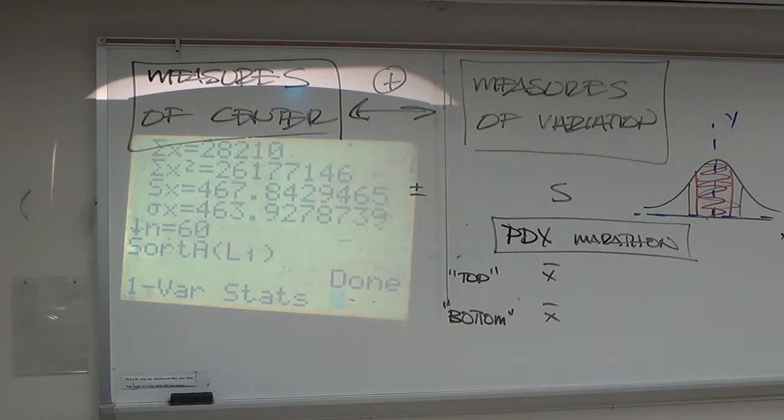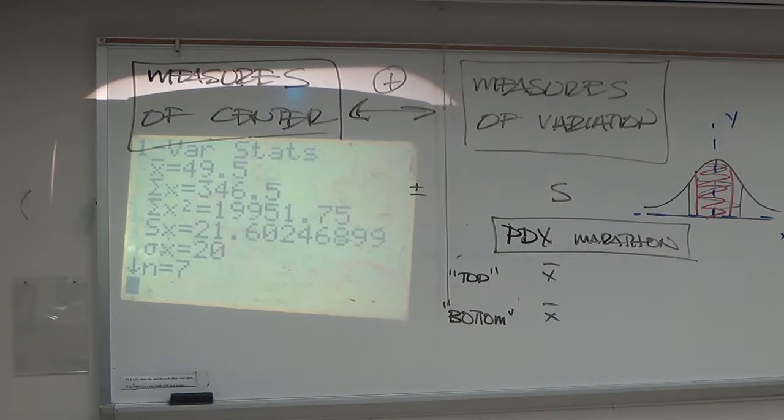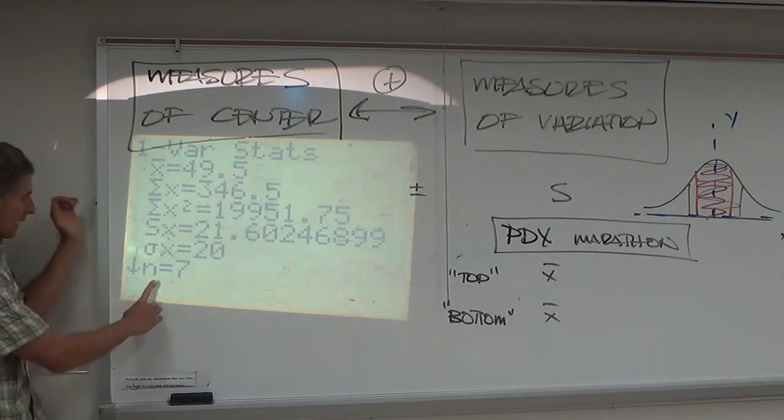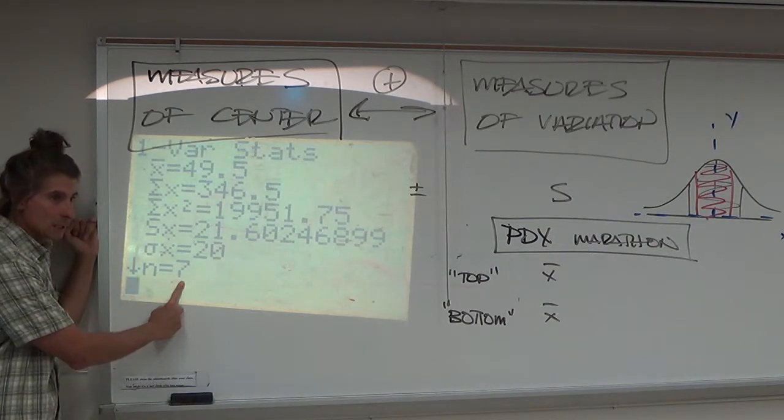Now you might be tempted to press enter right now. Go ahead and do it. Now the problem with this is, can anybody see the problem? It doesn't show the top or bottom. It's not for one or the other. See, the problem is, it thinks there are 7 people in the race.